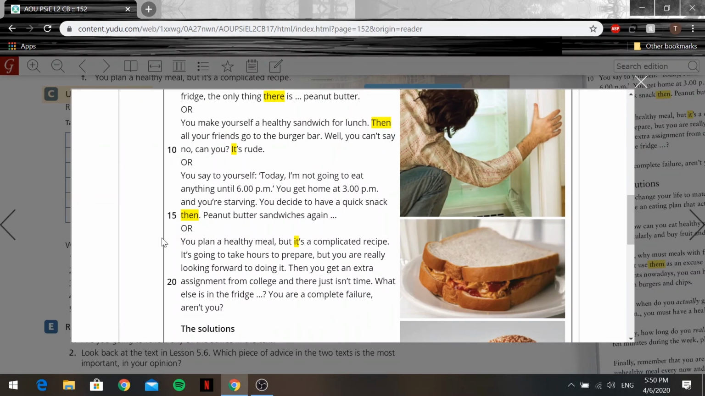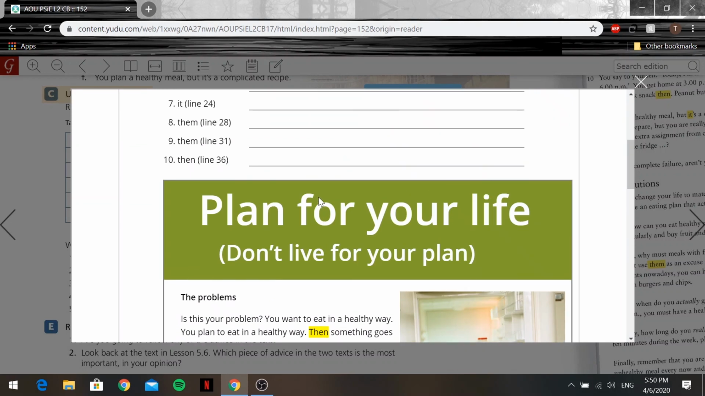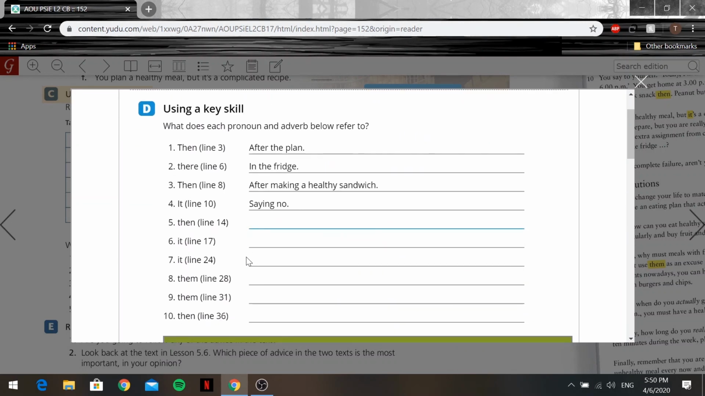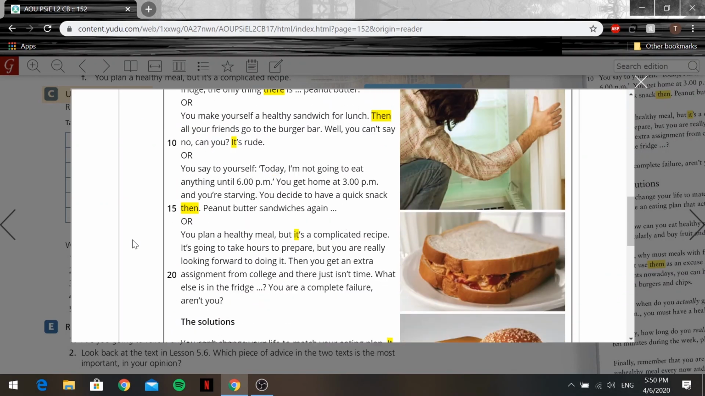Then, line 14. I think it's right here, maybe? Yeah, this one. So then, peanut butter sandwiches. Again, you decide to have a quick snack. Then, here it means at 3 p.m., right? Because you get home at 3 p.m. and you're starving, you decide to have a quick snack. Then, boom, peanut butter sandwiches again. So then here means at 3. Do I write this? Yep, 3:00 PM. Okay?